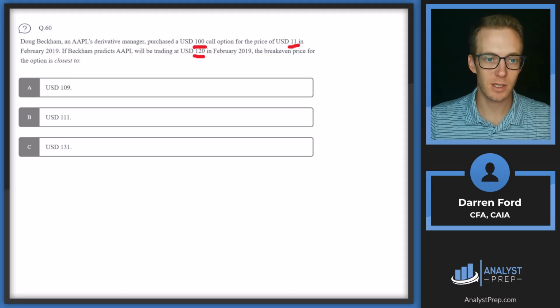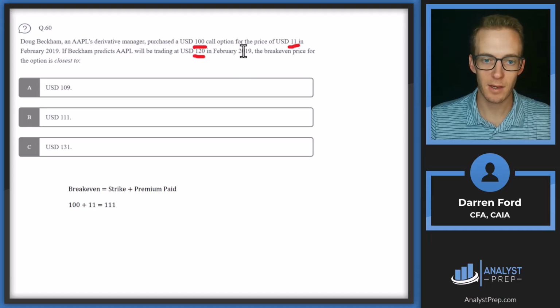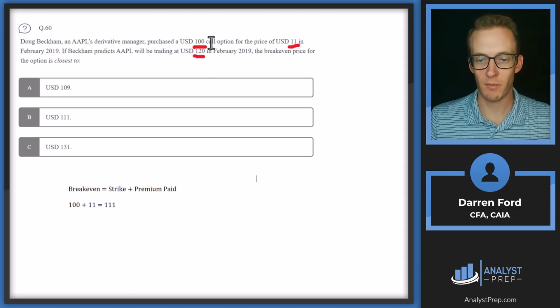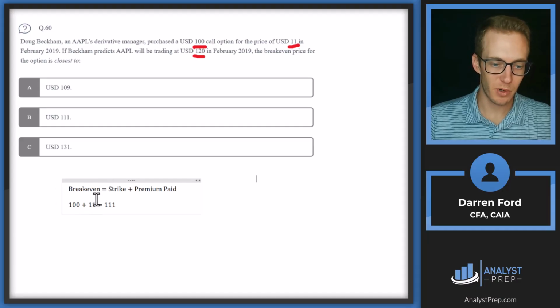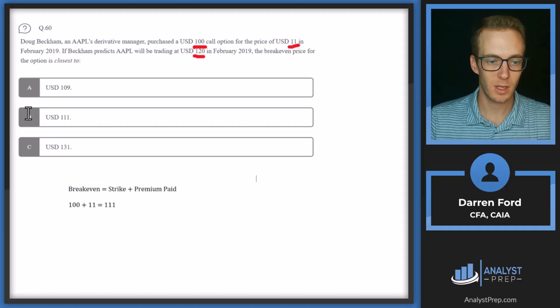So we had a question like this earlier as well, but that break-even is going to be equal to our strike plus our premium paid, since the strike is where we start to get in the money, and then our premium paid is also going to subtract from our profit. So essentially we need the price of the underlying to be above 111 in order to break even and be at 0. And then once we're above that, that's when we're making profit. So pretty straightforward calculation. It's just going to be a 100 plus 11, which is 111. Answer B.